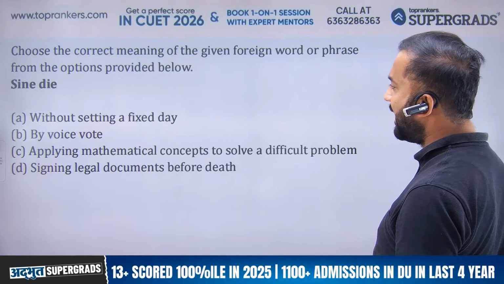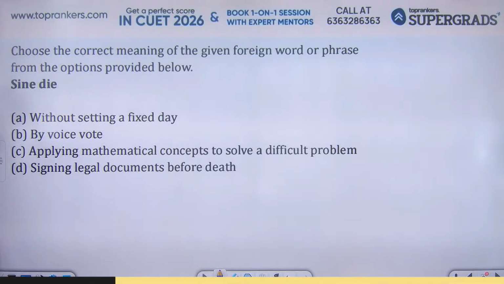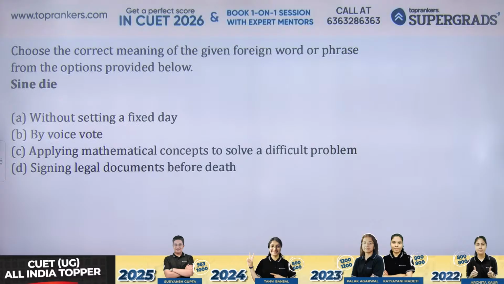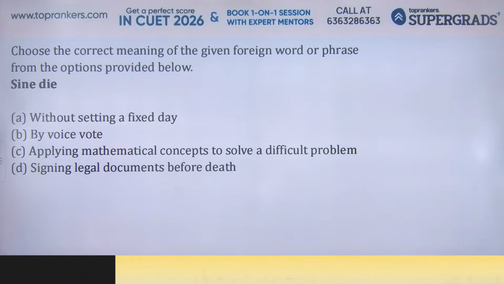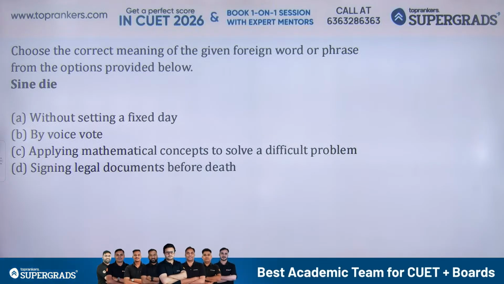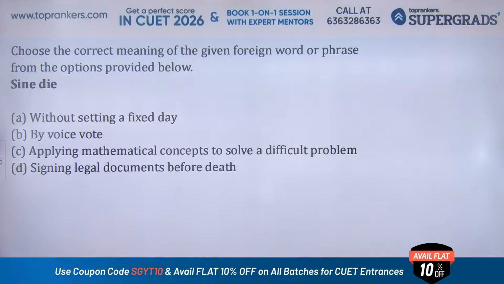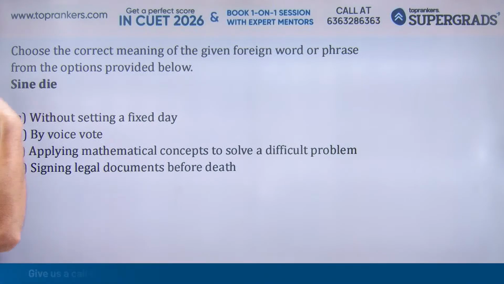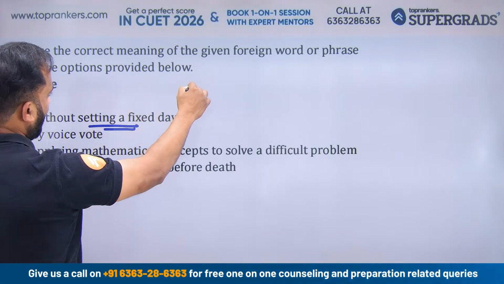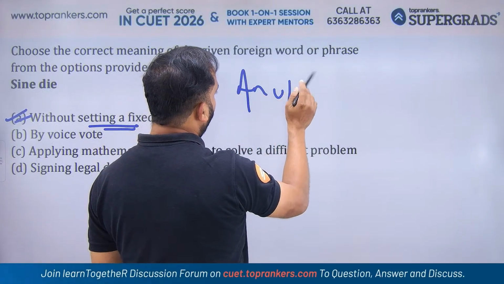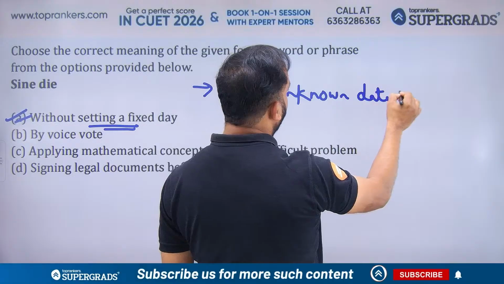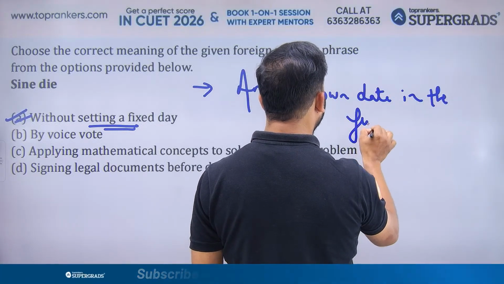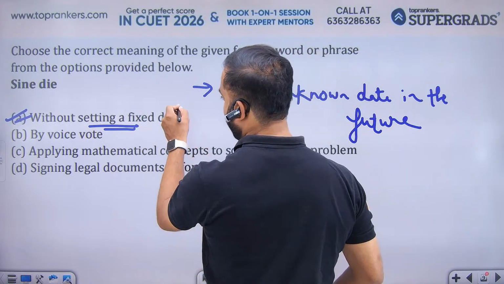Next question, students. Sine die. What does this mean? Sine die is a date in the future without setting a fixed date. An unknown date in the future. That is sine die, without setting a fixed date.